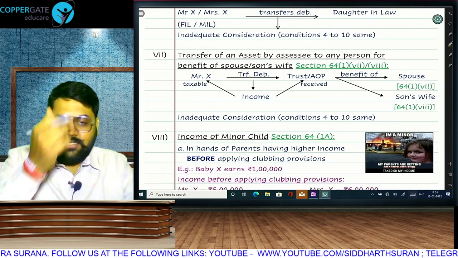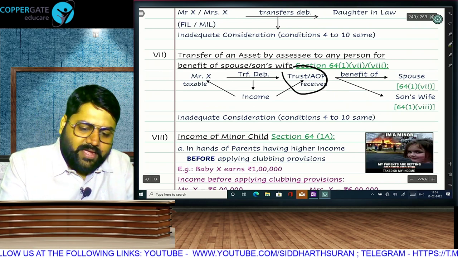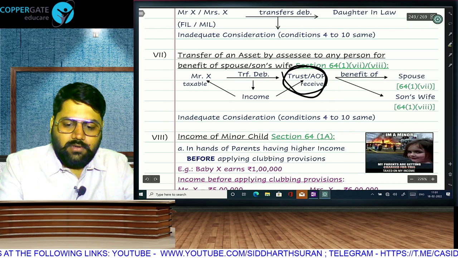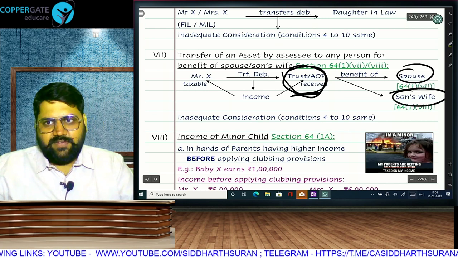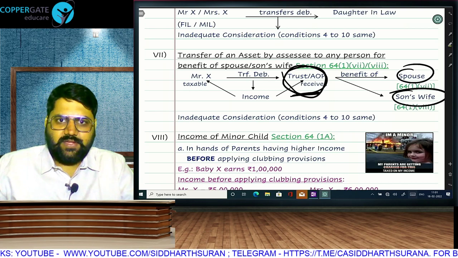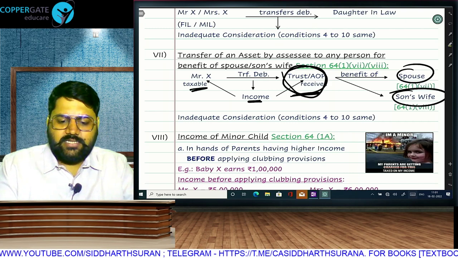Sometimes instead of direct transfer to spouse or son's wife, what I do is I transfer my asset to a trust or AOP. But I tell the trust to use it for the benefit of my spouse or son's wife. The beneficiary of the trust is spouse or son's wife. Then also the income that is earned by the trust will be clubbed, and all other points again will remain the same.